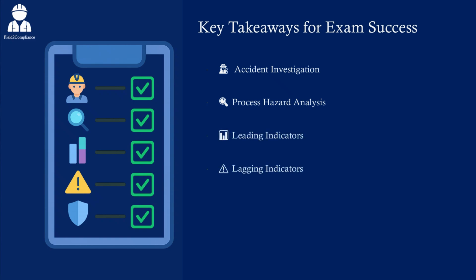And finally, we talked about leading versus lagging indicators. Think of it this way. Leading indicators are our safety pulse check, training, PPE use, audits. Lagging indicators are the report card, injuries, damage, incident rates. All three concepts work together to strengthen a culture of safety, not just compliance.